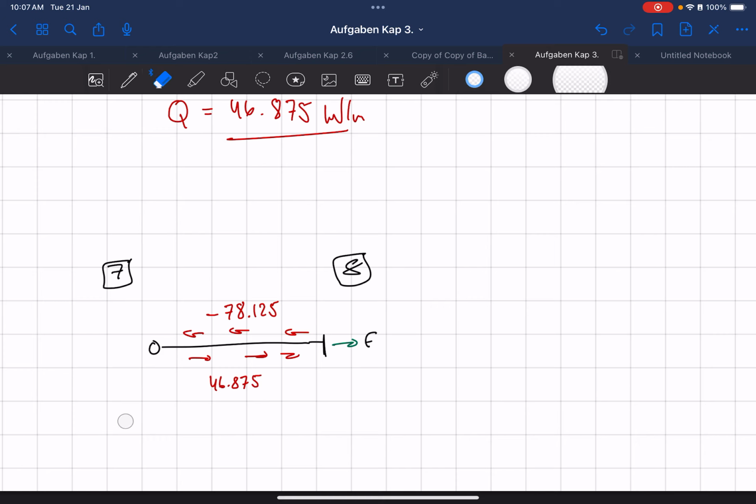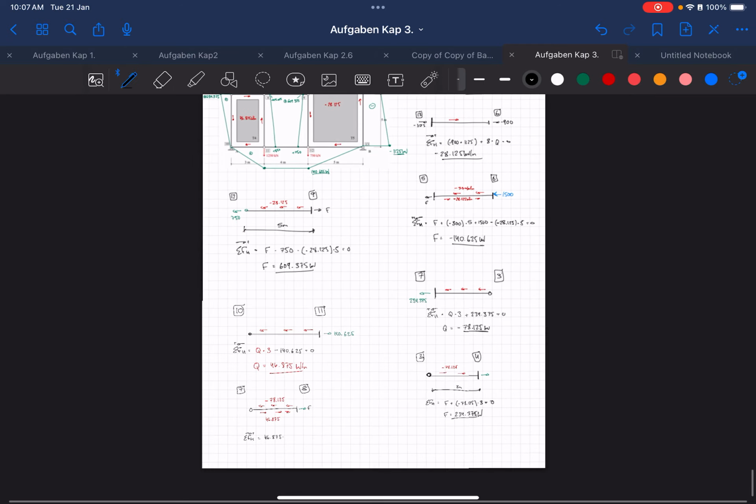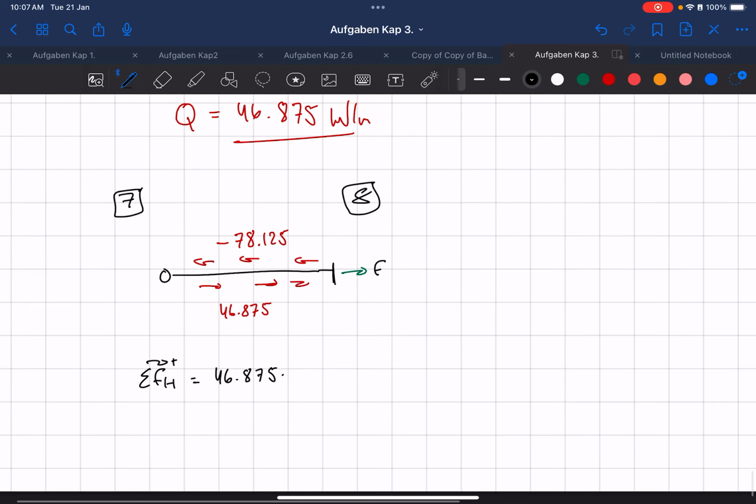F. Sum. Running out of space. So sum of all FH positive equals 46.875 times 3 minus 78.125 times 3 plus F equals 0.